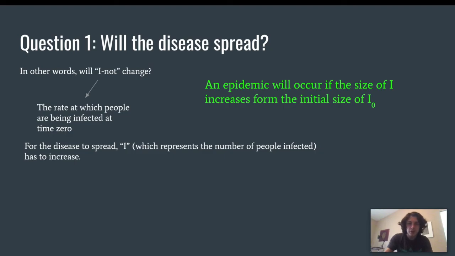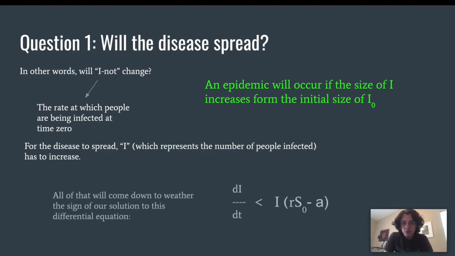So basically, that's when will I not change? And we're answering this question, and this will take us to further questions after, and it's the rate at which people are being infected at this time 0. So there's this big bottom equation that looks kind of ridiculous, but all it is that when you substitute S naught, so the amount of susceptible people at time 0, into our equation for I, and remember that susceptible people will diminish as the infectives increase, and you can factor out an I, what you get is this differential equation that determines if the disease will spread.